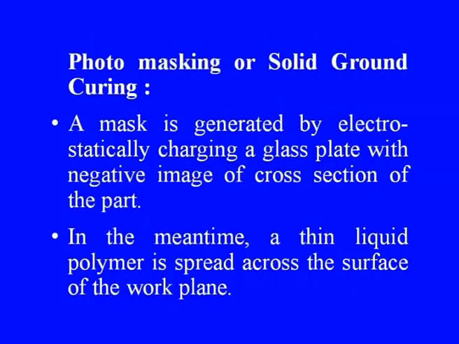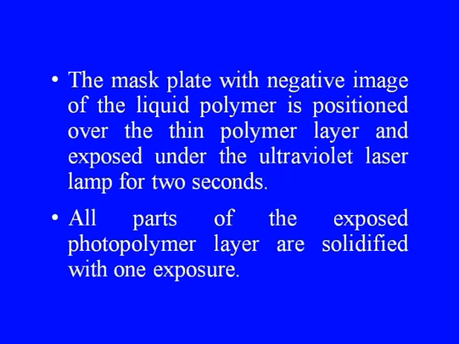Now let us look briefly at what the photo masking or solid ground curing technique is all about. A mask is generated in this process by electrostatically charging a glass plate with the negative image of the cross section of the part. In the meantime, a thin liquid polymer is spread across the surface of the work plane. The mask plate is positioned over the thin polymer layer and exposed under the ultraviolet lamp for 2 seconds. All parts of the exposed photopolymer layer are then solidified with one exposure.